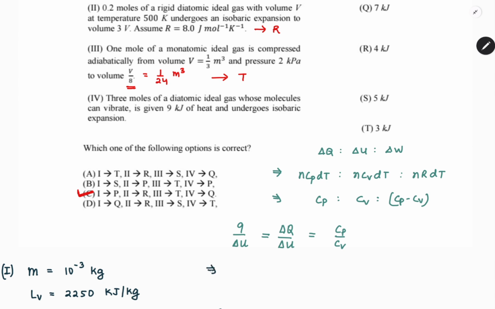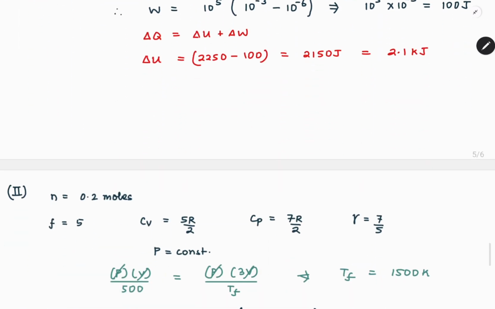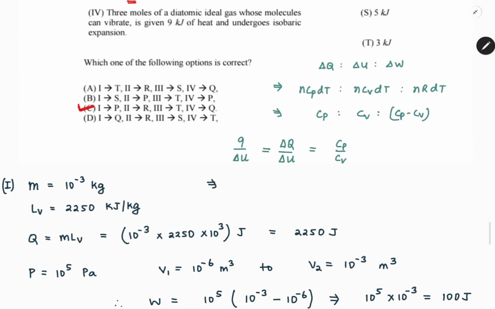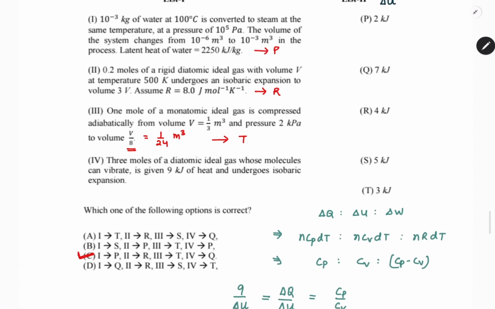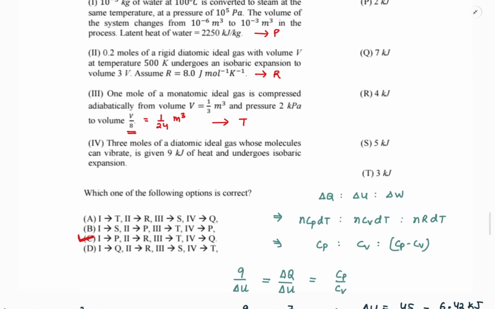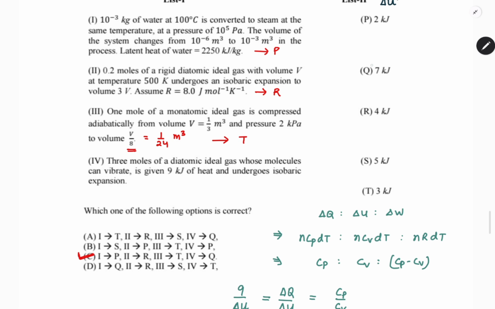So for diatomic gas we are using the value of Cp by Cv over here. We have already mentioned, 7 by 5 we will be mentioning. So 9 by delta U is equal to 7 by 5. So from here we obtain delta U is equal to 45 by 7. So we are getting 6.42 kilojoule of energy. So if we look at the options, 6.42 kilojoule is matching with alternative 4, 7 is the closest answer that we have. So we are saying that the fourth one is matching with Q.